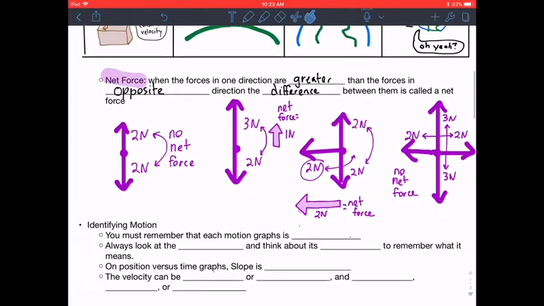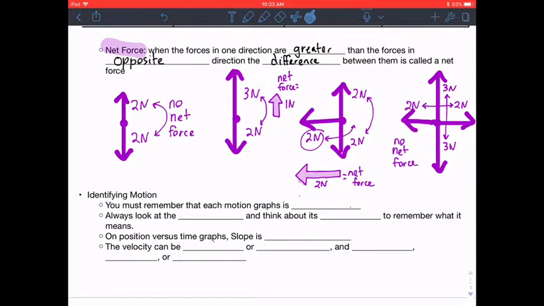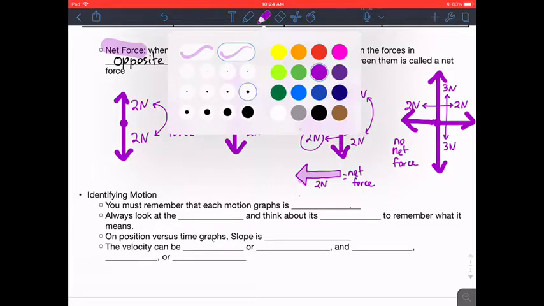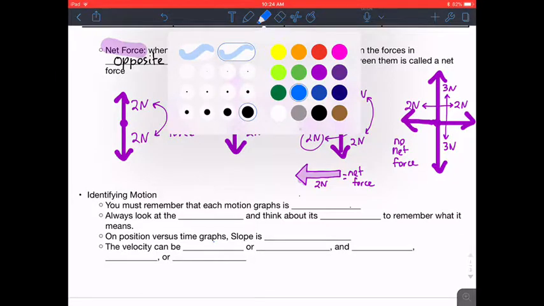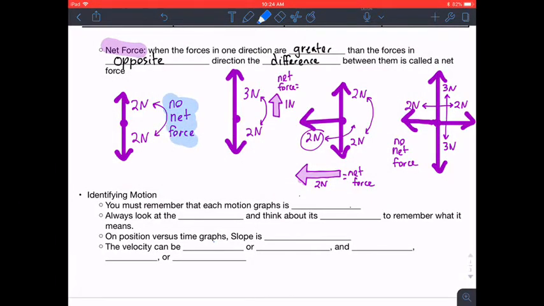All right. So that's what a net force is. Remember, objects that have a net force do not move at constant velocity. They accelerate, while objects that do not have a net force will move at constant velocity. So let's just actually use some color highlighting real quick. This is no net force, and so it would be constant velocity. This object has a net force, and so it would accelerate. This object has a net force, and so it would accelerate. And this object has no net force, and so it would move at constant velocity.